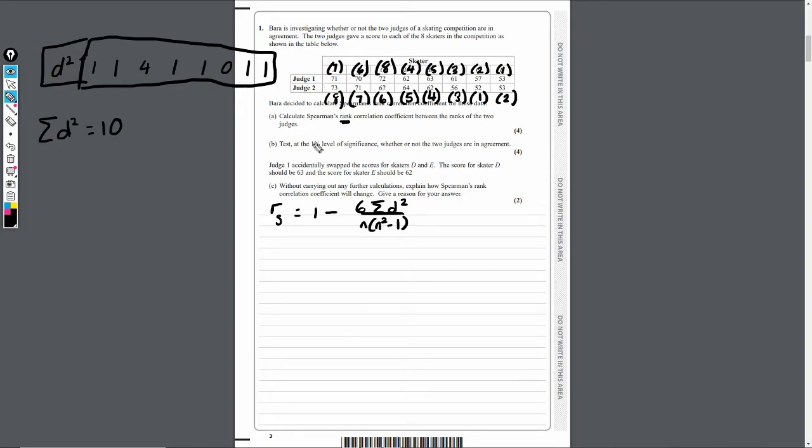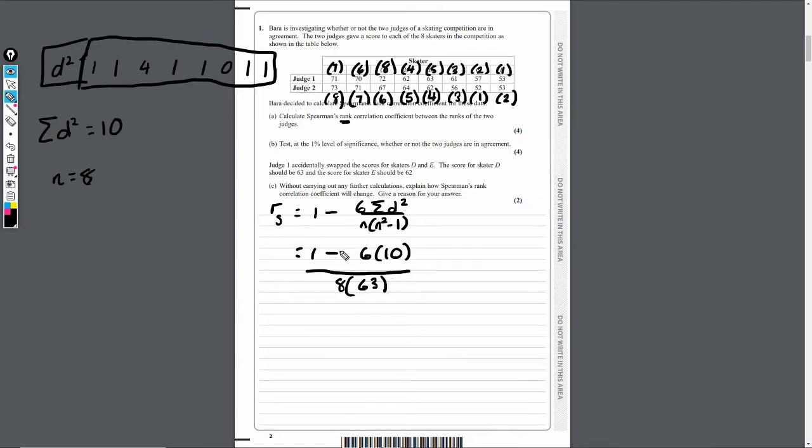So we've got 8 different ranks here, so n is going to be 8 as well. Okay, we've got everything we need now. All we've got to do is just plug this into the formula. So it's going to be equal to 1 minus 6 lots of 10, because sigma d squared is 10. And then we divide it by n times n squared minus 1. So that's times by 8 times 64 minus 1, so 63.